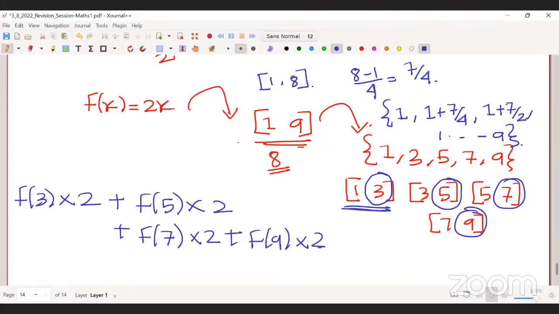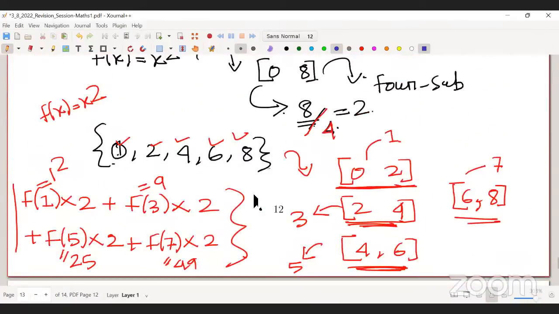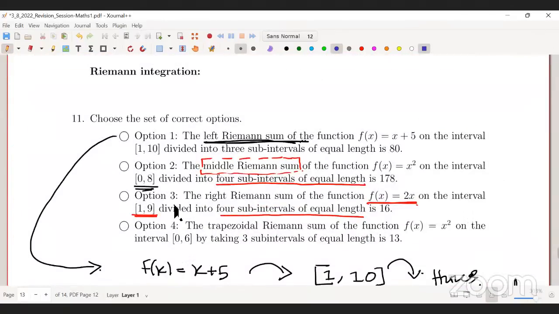Sir, how do we choose a left, right, or mid value? That depends on which Riemann sum you want to compute. It depends on the question. So in the question here, it is given that you need to find the right Riemann sum, right?